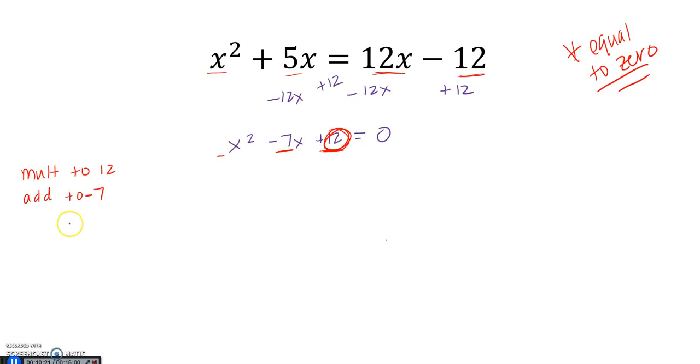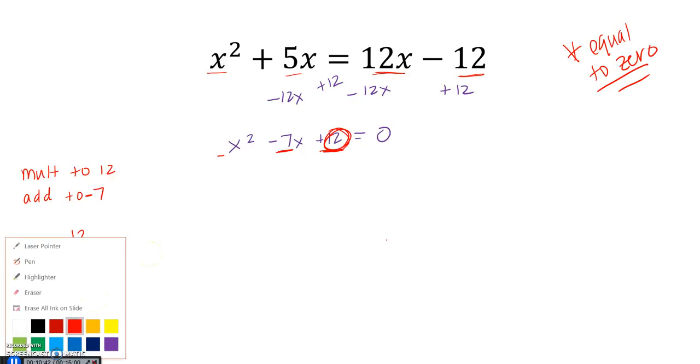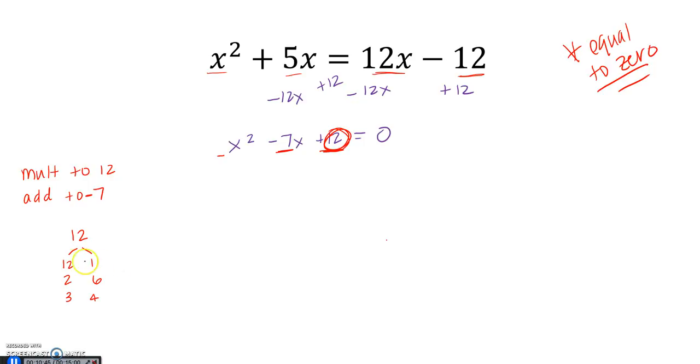Sometimes it helps if you make a factor tree, and I'll do that over here off to the side. So numbers that multiply to 12 are 12 and 1, 2 and 6, and 3 and 4. And looking at this, since 12 is positive, I know that both of my numbers have to have the same sign. So they will either both be positive or both be negative. Now looking at this, 12 plus 1 is 13, so that's not 7. 2 plus 6 is 8, so that's not 7. 3 plus 4 is 7. Since I want it to be -7, I'll make it -3 and -4.